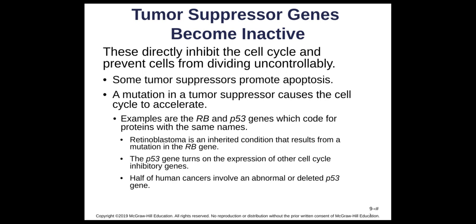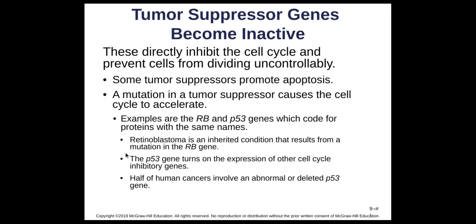So if we look specifically at the tumor suppressive genes becoming inactive, again, tumor suppressor ones are the ones that inhibit the cell cycle. Some promote apoptosis, but if there is a mutation in this, it will accelerate or speed up the cell cycle. So we can have RB and P53, which we said before were part of our stop sign in mitosis. They code for proteins with these same names.